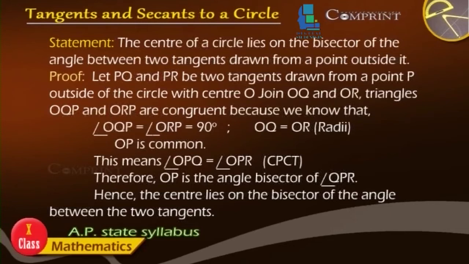OQ is equal to OR, radii. OP is common. This means angle OPQ is equal to angle OPR by CPCT. Therefore, OP is the angle bisector of angle QPR. Hence, the center lies on the bisector of the angle between the two tangents.